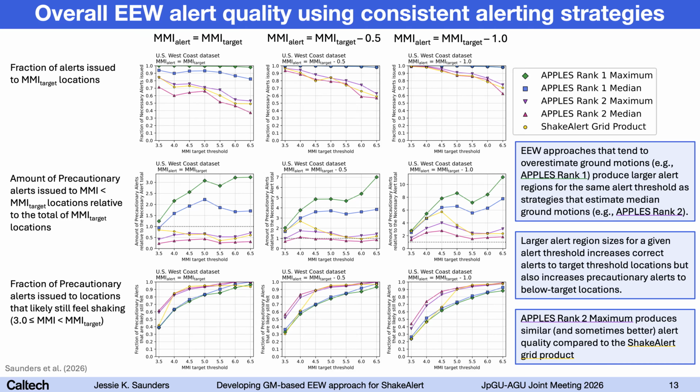So focusing on our preferred Apple's rank 2 maximum configuration in the purple and the ShakeAlert grid product in yellow, we see that Apple's rank 2 maximum tends to produce similar and sometimes better alert quality compared to ShakeAlert using the same target threshold and alert threshold combination, where Apple's produces a slightly higher amount of correct alerts in the top row and a higher fraction of precautionary alerts that are likely still felt in the bottom row.